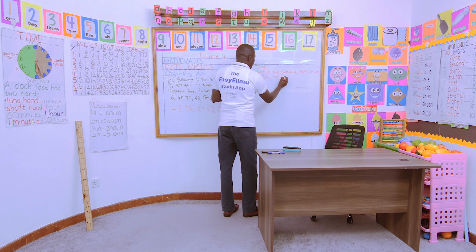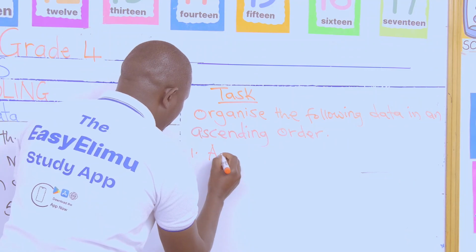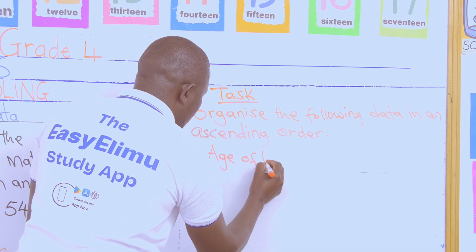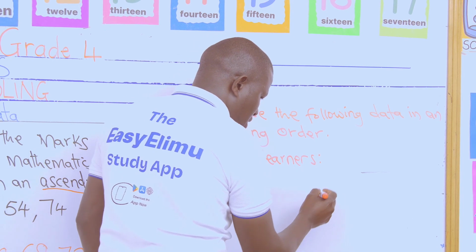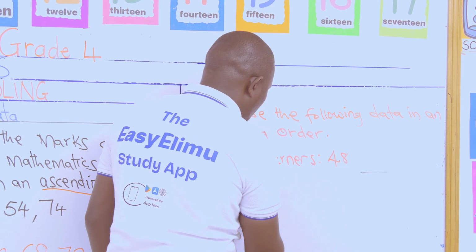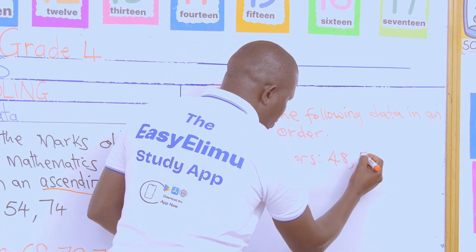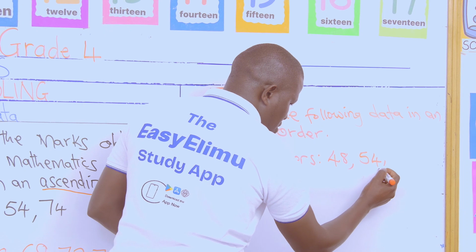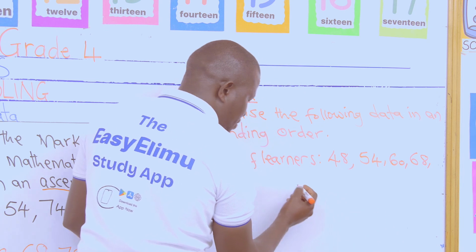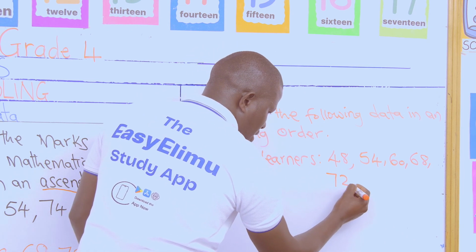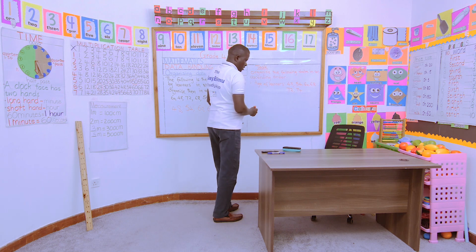What is the data? The data is as follows. The first one was the age of learners. And this age was 48 years. The second one is 54 years. The third one is 60 years, 68 years. We have 72 years and 74 years. Arrange or organize that data in.